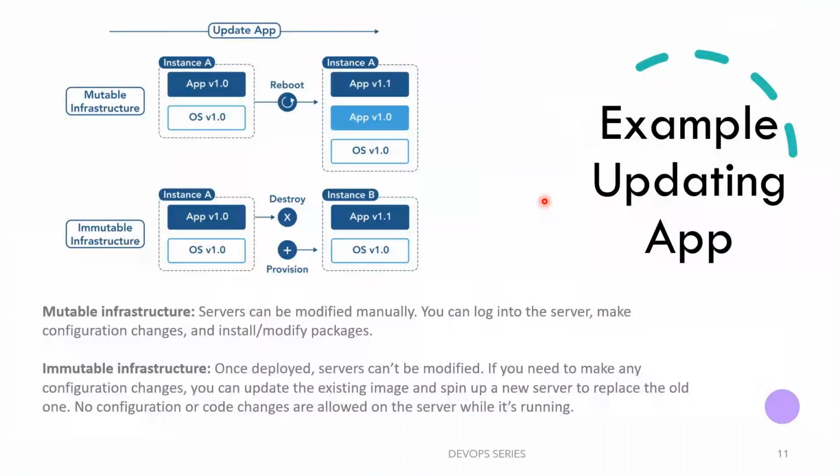So let me give you an example. To understand this better, in the mutable infrastructure concept, you have a server, an instance with a particular operating system and an application. If you have a newer version of the application, you install it in place. You update and upgrade them on the same instance. And here, what we do in the immutable concept, you have an instance A with a particular operating system and an app version. You destroy it and recreate it with a newer application version.